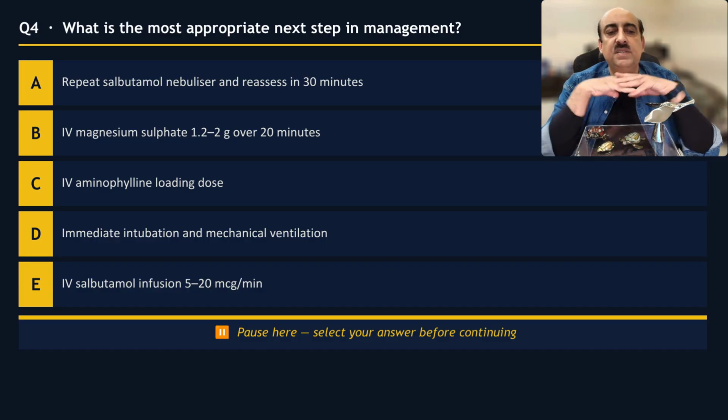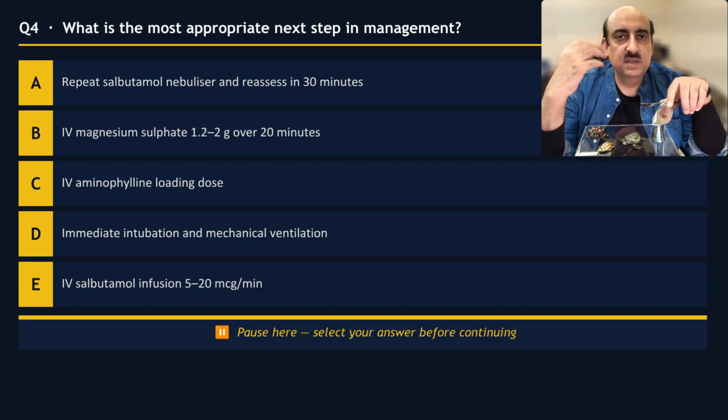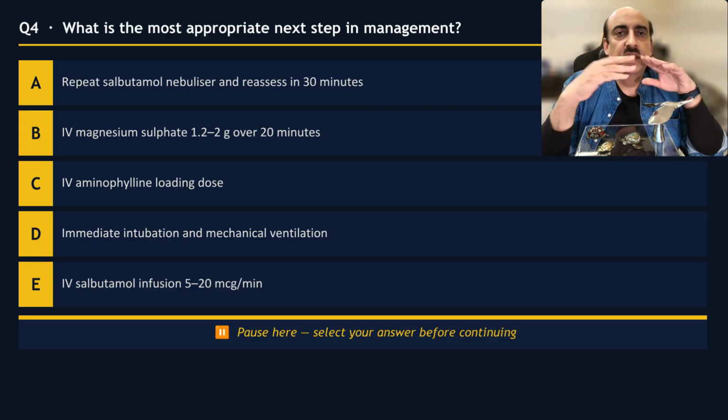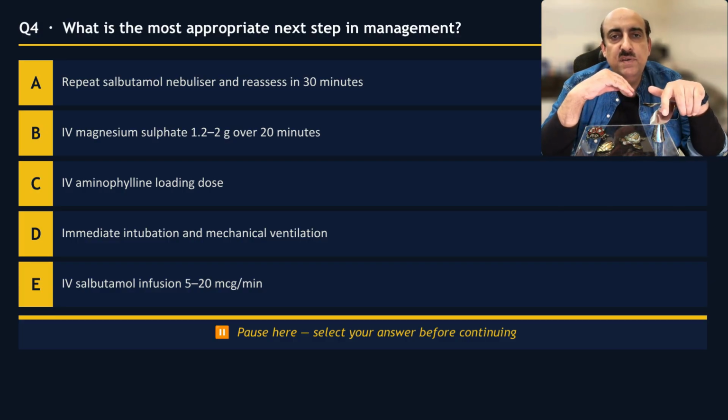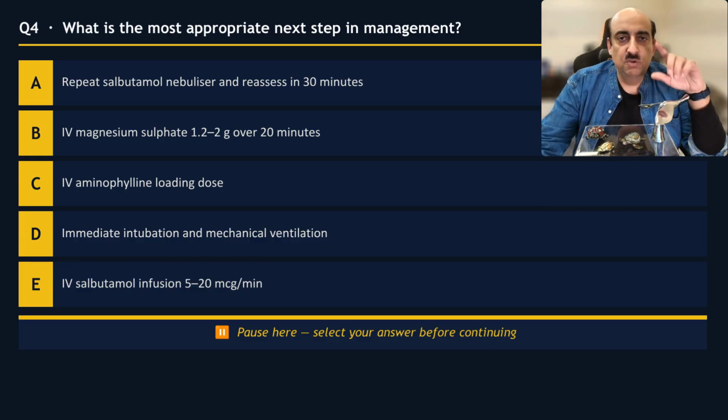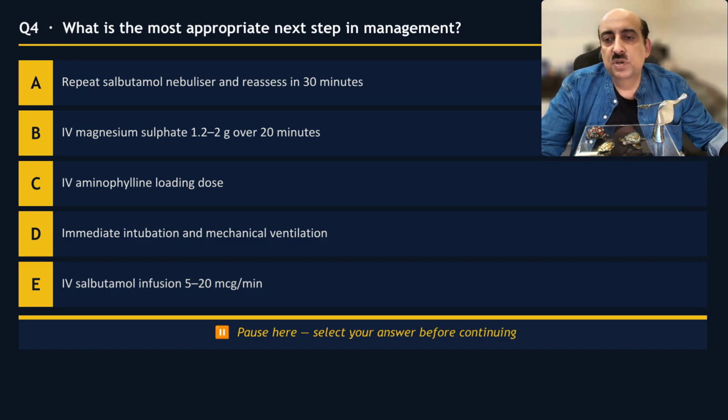A. Repeat salbutamol nebulizer and reassess further in 30 minutes. B. Give intravenous magnesium sulfate at 1.2 to 2 grams over 20 minutes. C. Intravenous aminophylline loading dose. D. Immediate intubation and mechanical ventilation. E. Intravenous salbutamol infusion at 5 to 20 micrograms per minute. You can pause here, go back to review the main question before we reveal the answer and clinical reasoning.